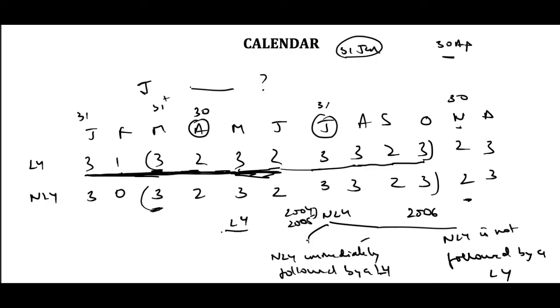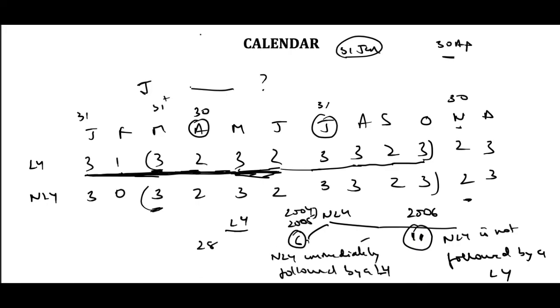So we have 3 categories. Now in case of a leap year, it will repeat after every 28 years. So we have to keep in mind that a leap year repeats after every 28 years. For a non-leap year not followed by a leap year, it will repeat after 11 years, and for a non-leap year which is immediately followed by a leap year, it will repeat after 6 years.